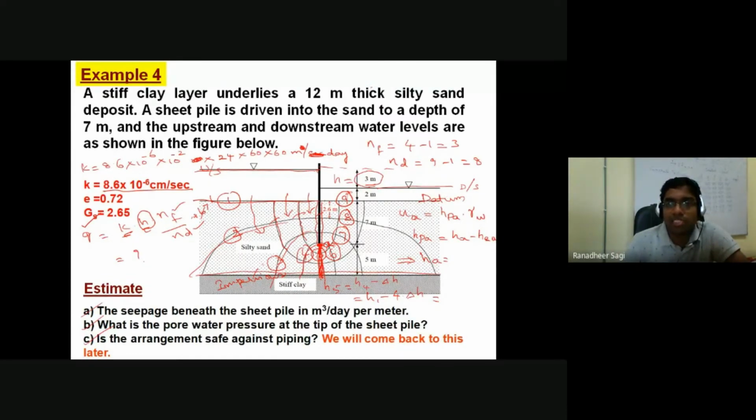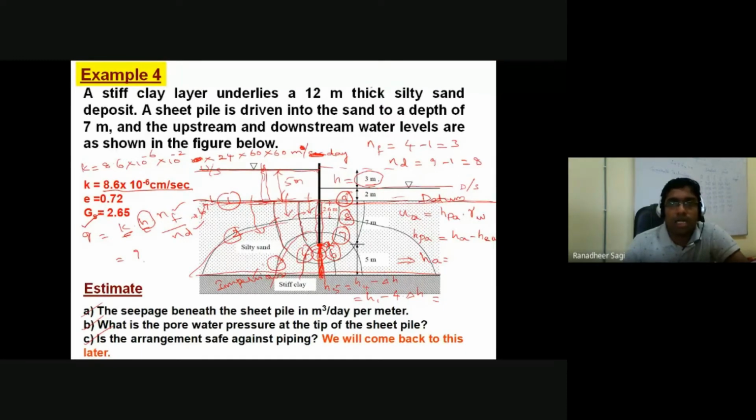So once this is my reference datum position, what will be my total head corresponding to this first equipotential line? Elevation head is 0, obviously. The pressure head corresponding to this point lying on the first equipotential line: water gets raised till here. So this water depth is 5 meters. So total head corresponding to the first equipotential line is 5 meters.